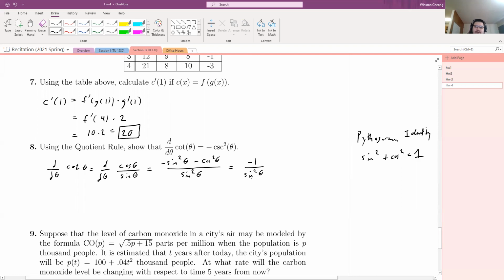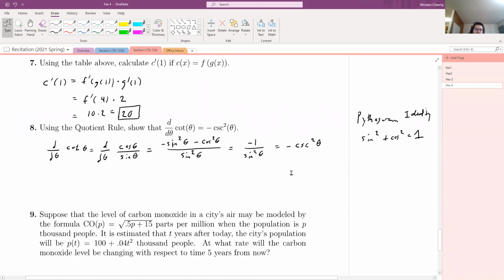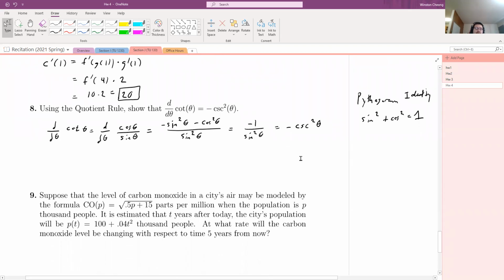And then hopefully you remember that sine and cosecant are reciprocals. So that's why we can just write this as negative cosecant squared theta. So that's how, I guess you could call this a derivation, this is how you derive this rule. It's from all of this. Okay, so probably there aren't any questions for that.